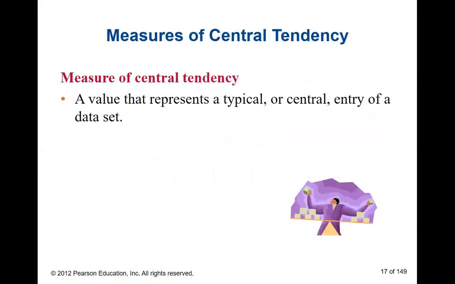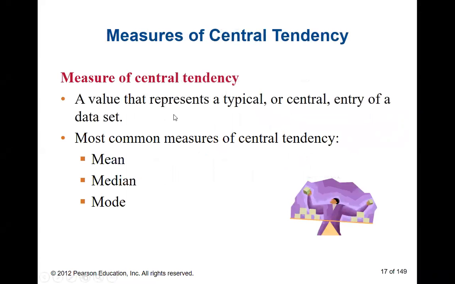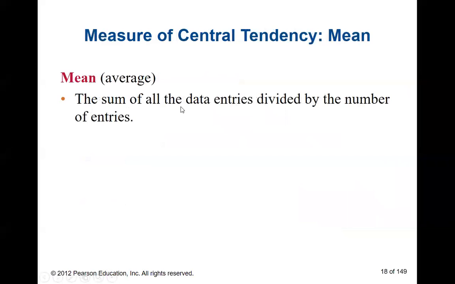Okay, we call these measures of central tendency because they represent a typical or a central entry of a data set, okay? And mean, median, and mode are by far the most common measures of central tendency. Now, we need to make sure we have straight what each one is.